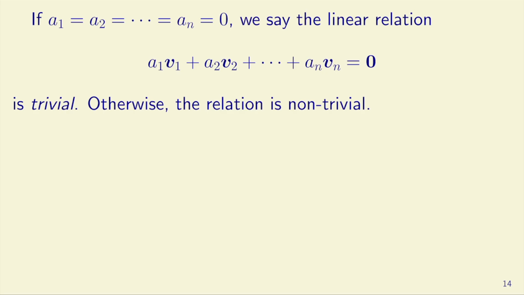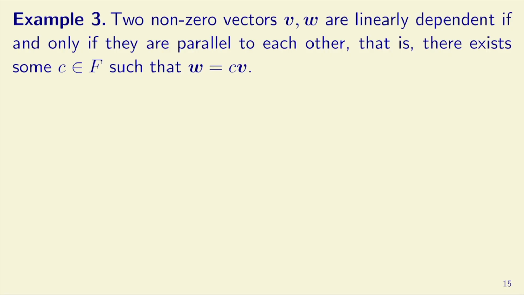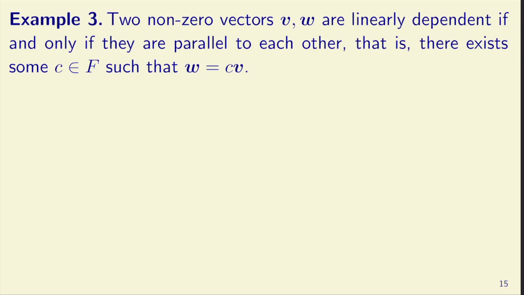If they are linearly dependent, it means at least one of the vectors can be expressed as a linear combination of the others. The notes give an example. Two non-zero vectors, v and w, are linearly dependent if and only if they are parallel, meaning one is a scalar multiple of the other. So in a way, one vector is redundant. Precisely. Can you explain the proof?